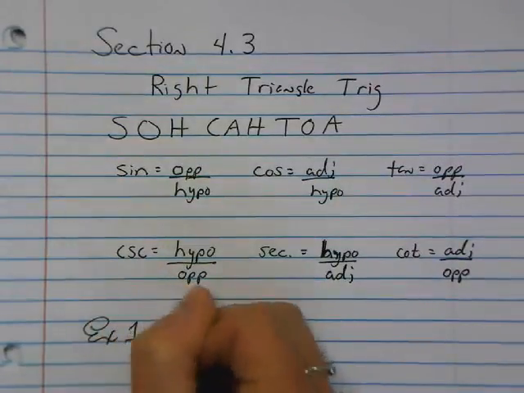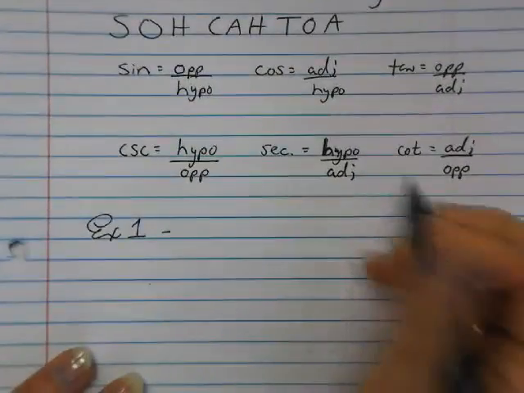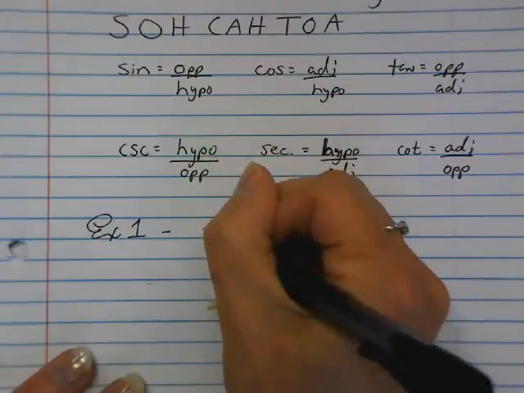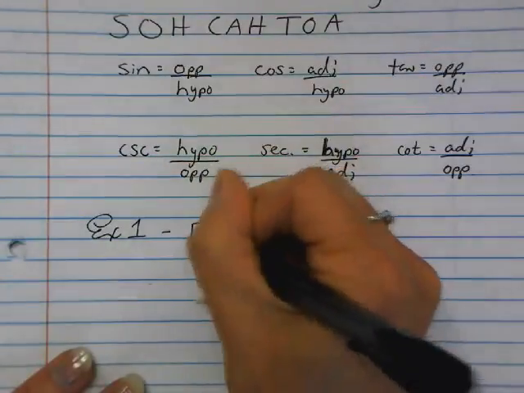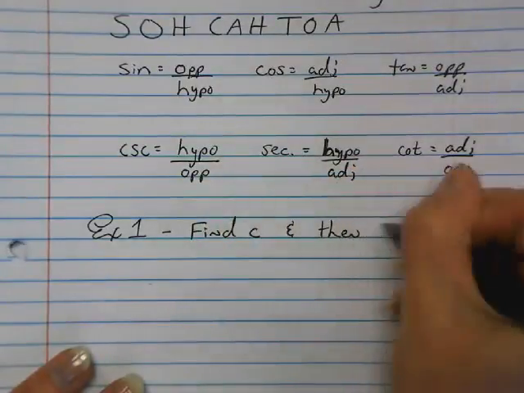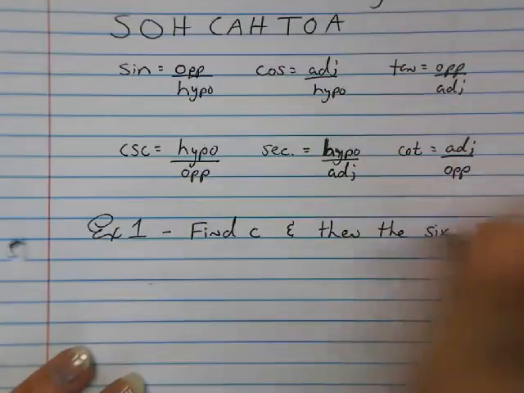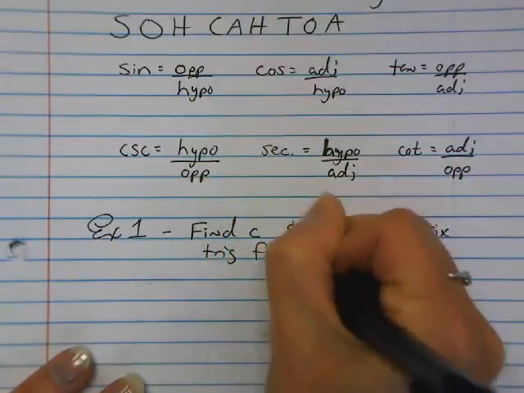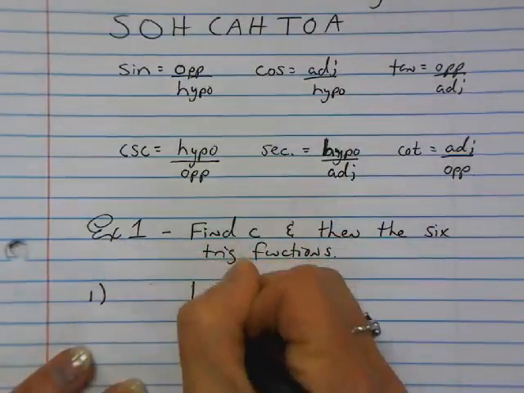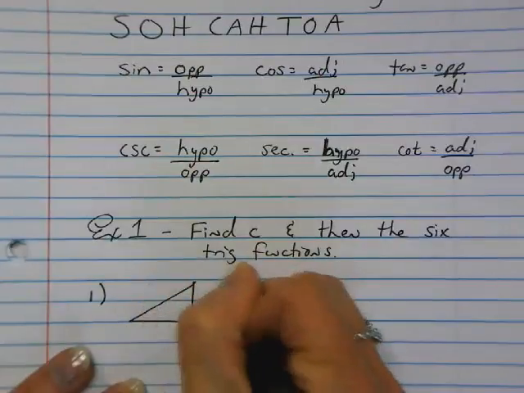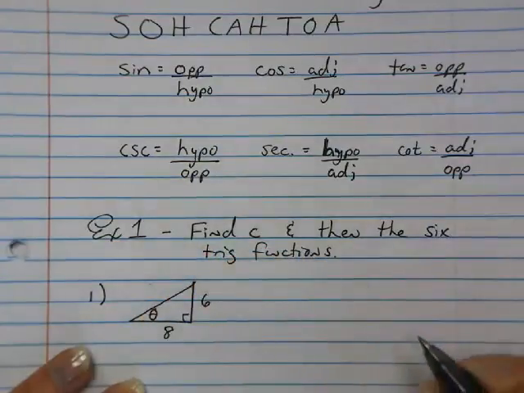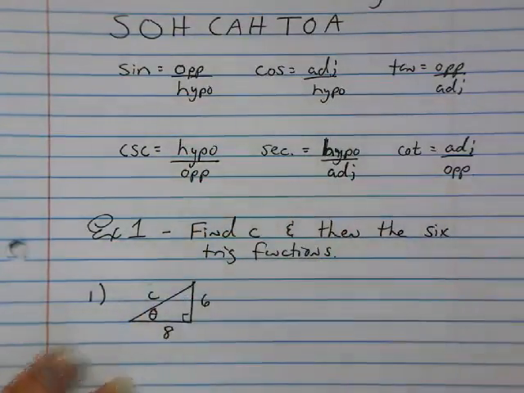Alright, so knowing that, let's just go ahead and get into our first example. I'm going to ask you to find C and then the 6 trig functions. So, we've got a nice little right triangle here. 6, 8. Theta will be here in the corner, and this is C.